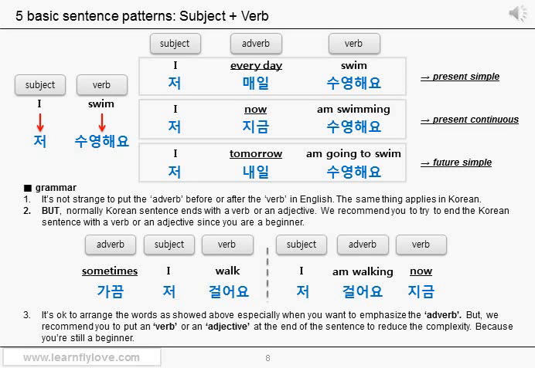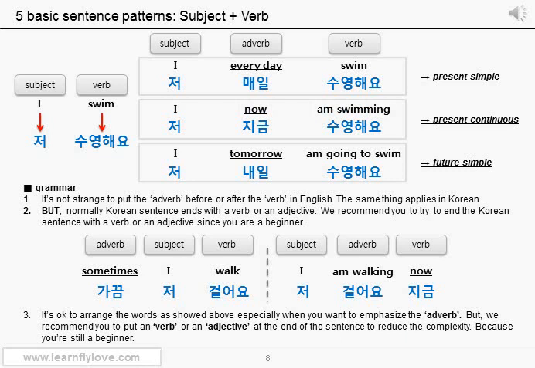Korean sentence always, is preferred to end in a verb or an adjective, as we told you. It's very important. So we better put every day in the middle of the subject I and the verb swim. So it goes like I every day swim. I 저 every day 매일 swim 수영해요. 저 매일 수영해요. I every day swim. Okay? Let's see the next one.